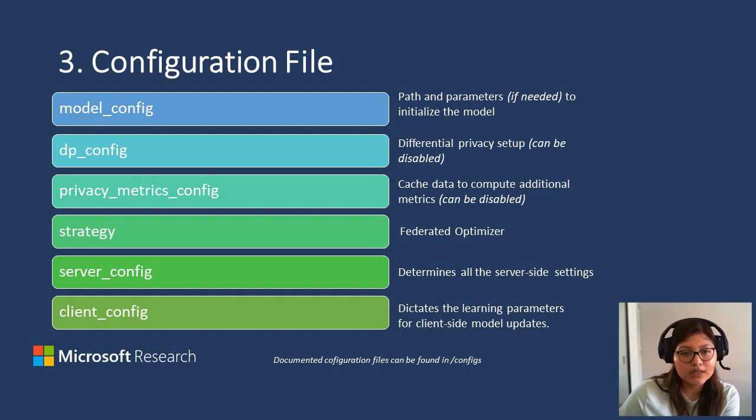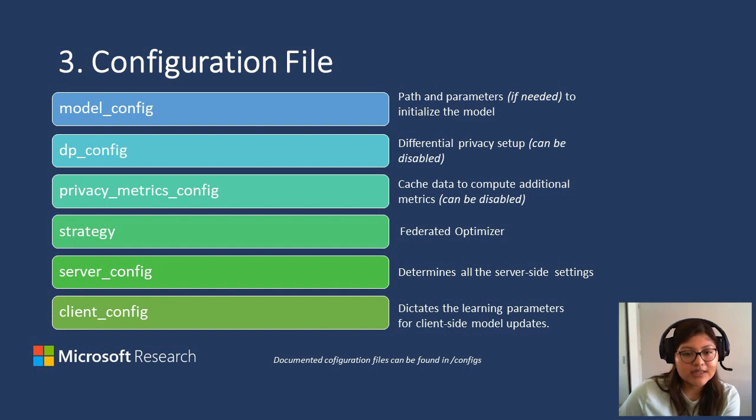First, model config contains the path and parameters, if needed, to initialize the model. Second, dpconfig contains the differential privacy setup and can be disabled. Third, privacy metrics config. This is for cached data to compute additional metrics, and can be disabled as well. Fourth, strategy. For choosing the federated optimizer we want to use, either DGA or Fed average for instance.